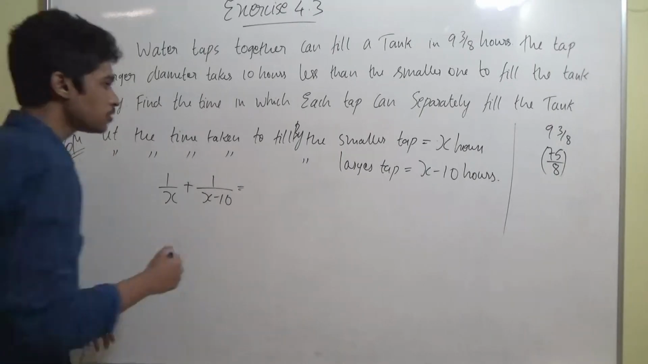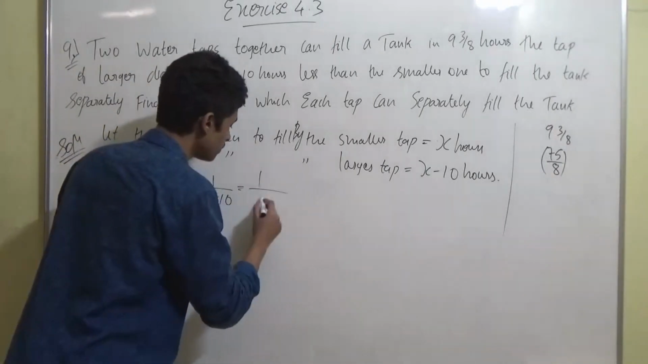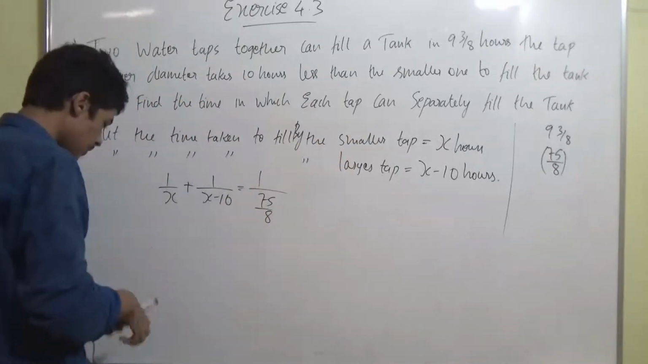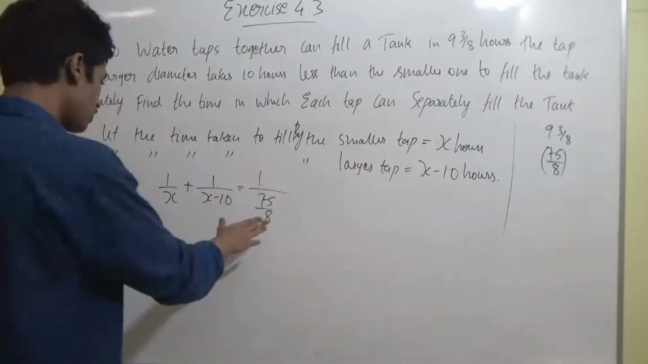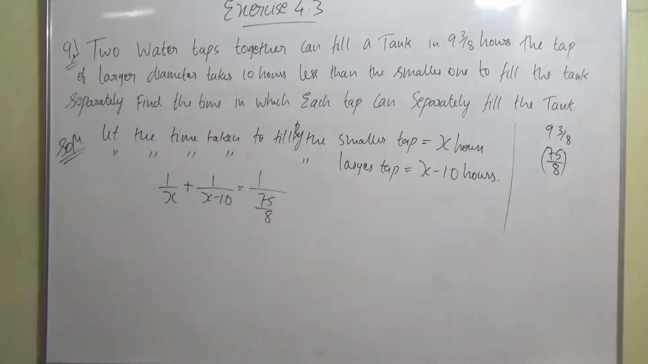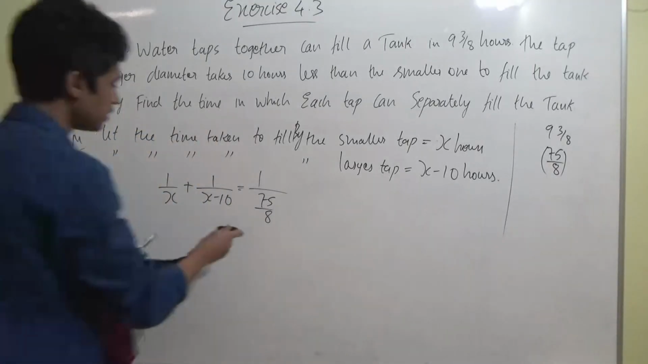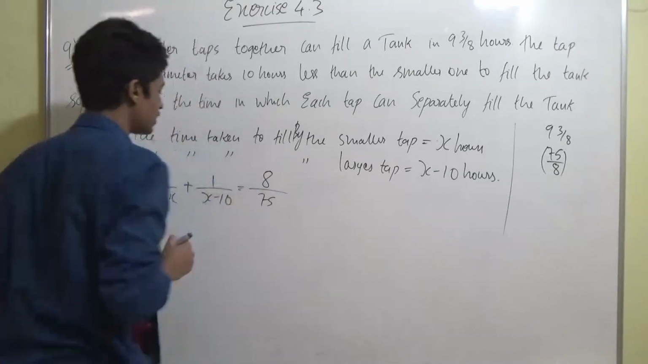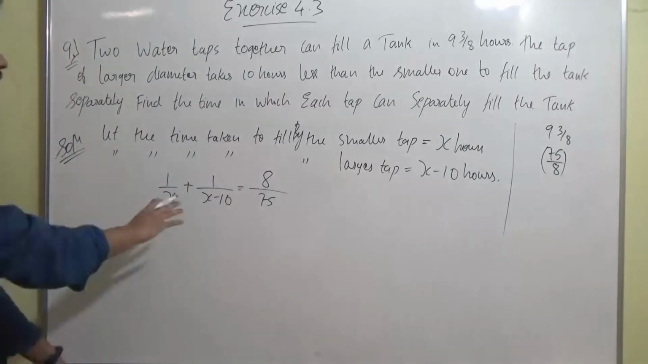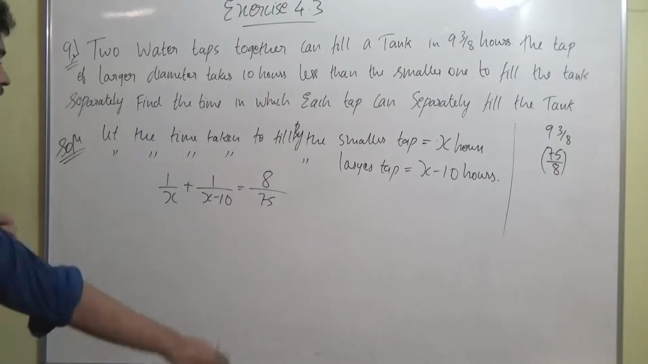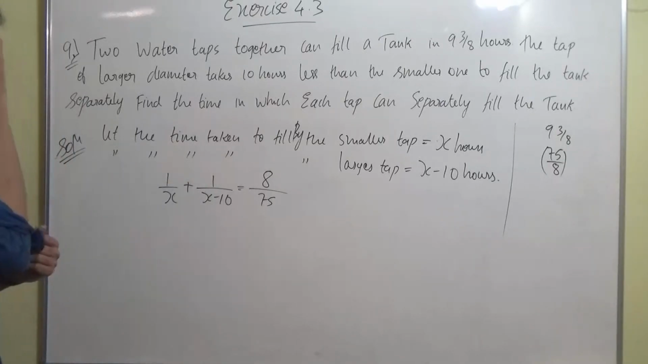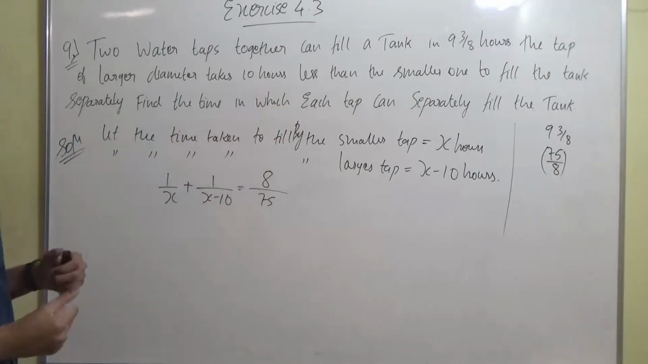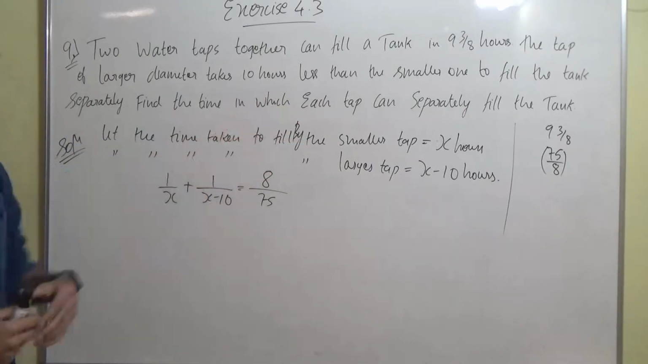Getting it? So it's going to be equal to 1 by 75 by 8, 1 by 75 by 8. Now what will happen? This 75 by 8 will go up. Correct? No. That is, when it goes up, 8 will come here. 75 will be down. Now if you see this, guys, we got a quadratic equation. If you do the simplification, you get a quadratic equation from which you can find the value of x, and then you can find the value of the time taken by the smaller tap.